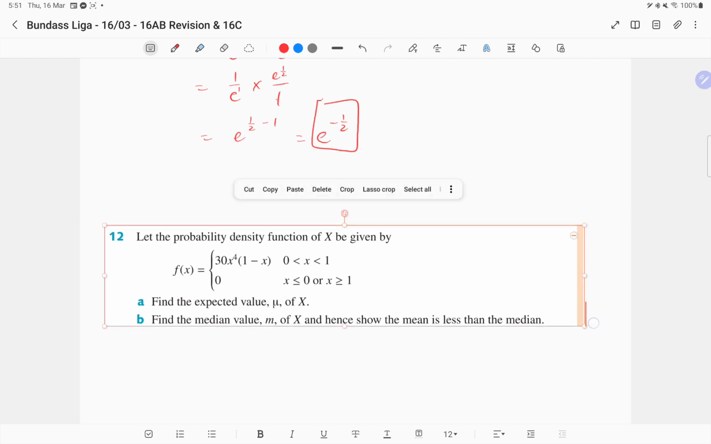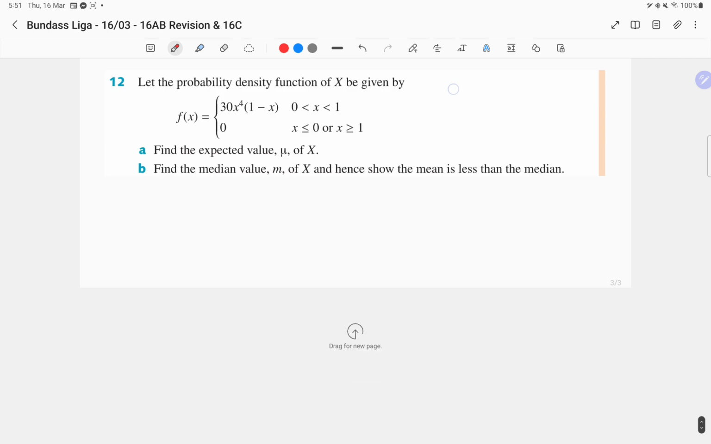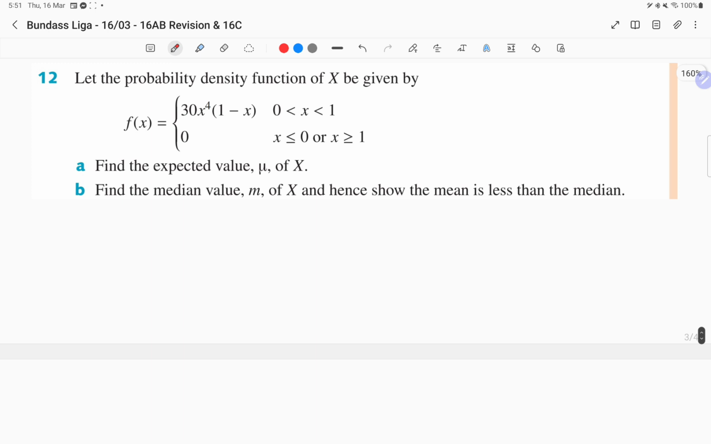Okay, so this one now is question 6, chapter 16B. Find the expected value mu of x. So what's the expected value formula? Mu equals to? What's the formula here? Equals what? Anyone? Remember? Don't remember? It's very simple. You antiderive from start to end of the only thing that's different.